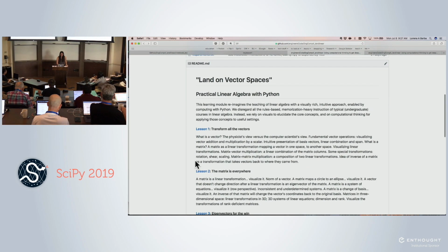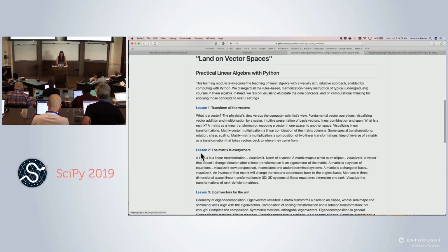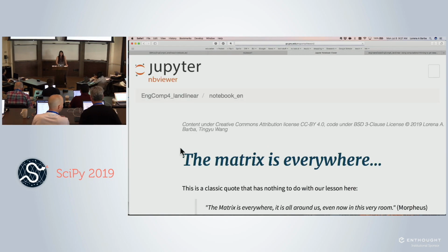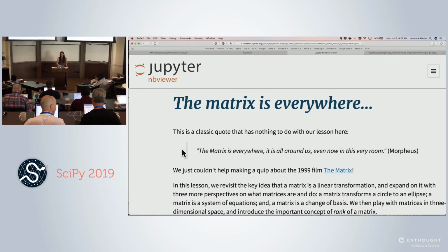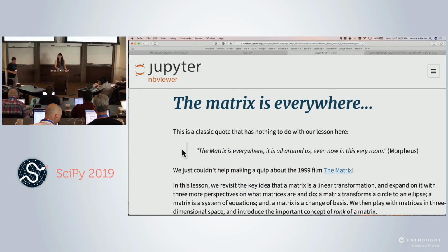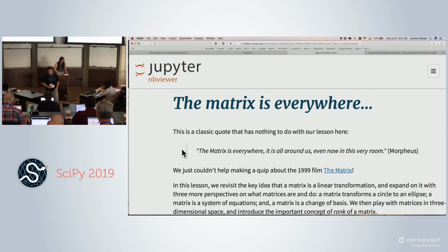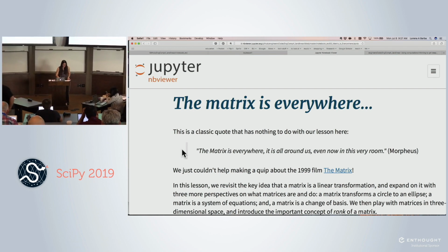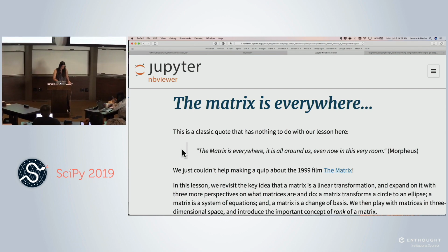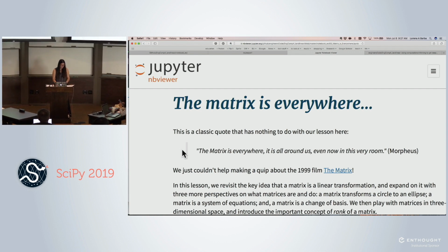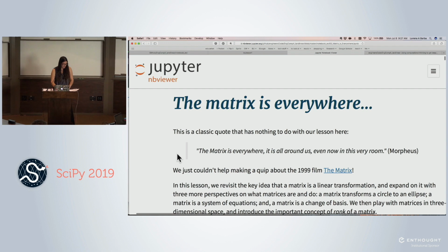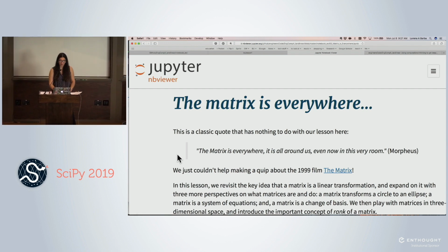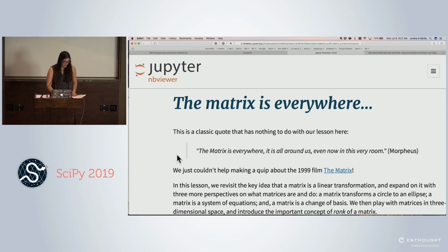And we're starting lesson 2. Lesson 2, I'm going to pull up here the MB Viewer version of it, is all about the matrices. We're going to focus now on different ways of looking at matrices. We start by revisiting the idea of a matrix as a linear transformation. And we're going to expand this idea with 3 different points of view, with different perspectives on what matrices do.